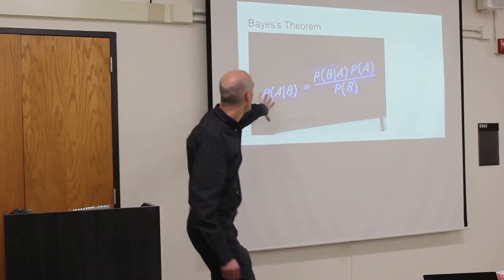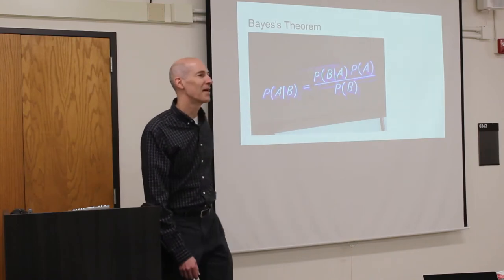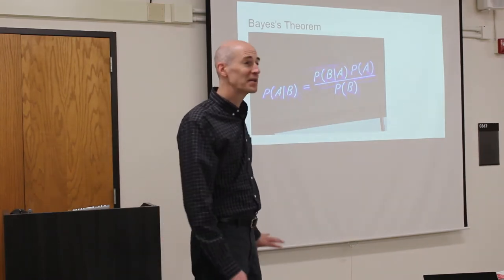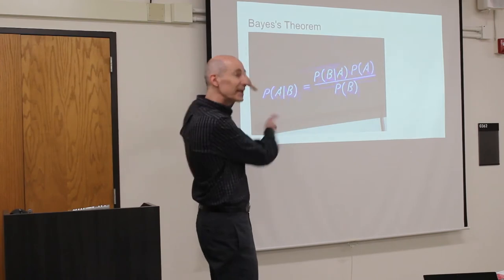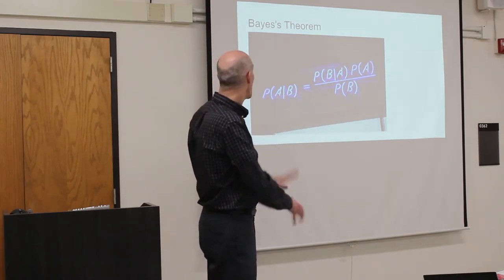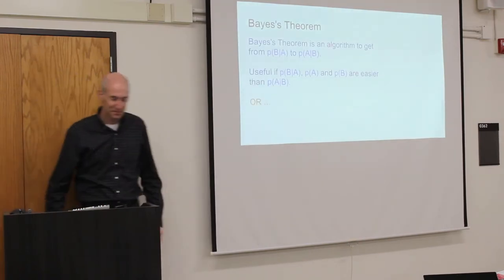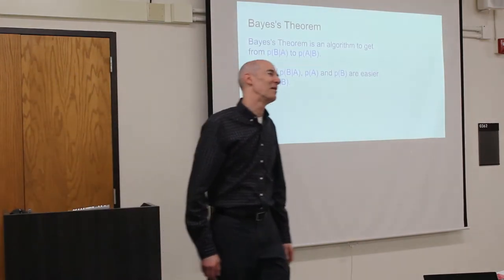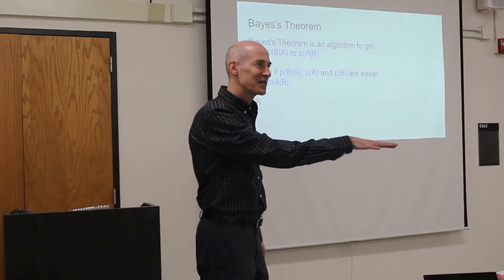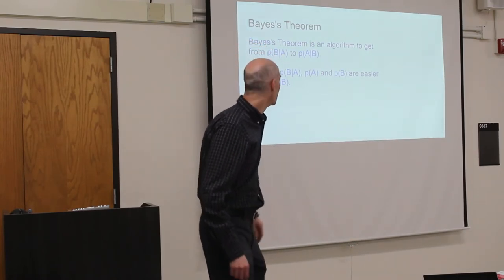By the way, this is a neon sign in a cafe in London, and if you're curious about what to get me for my birthday, I would really like to have a neon sign with Bayes' theorem on it. What's the name of the restaurant? I don't remember. That picture is from Wikipedia, so if you look it up, you can find it.